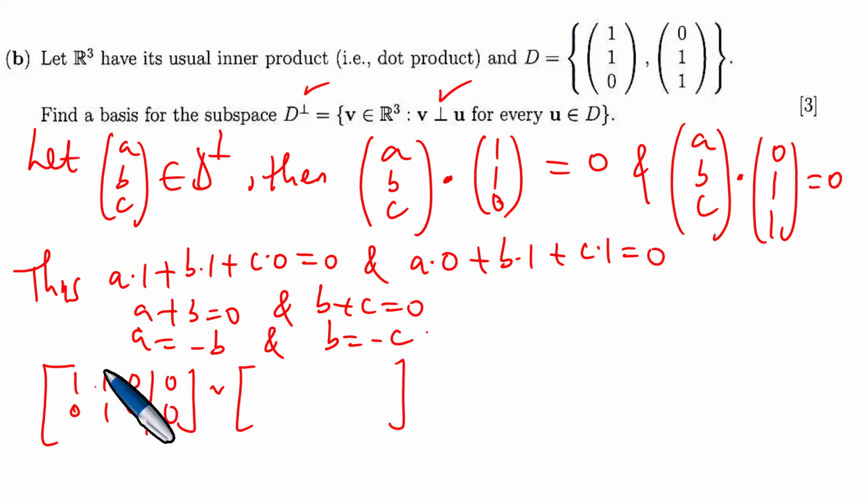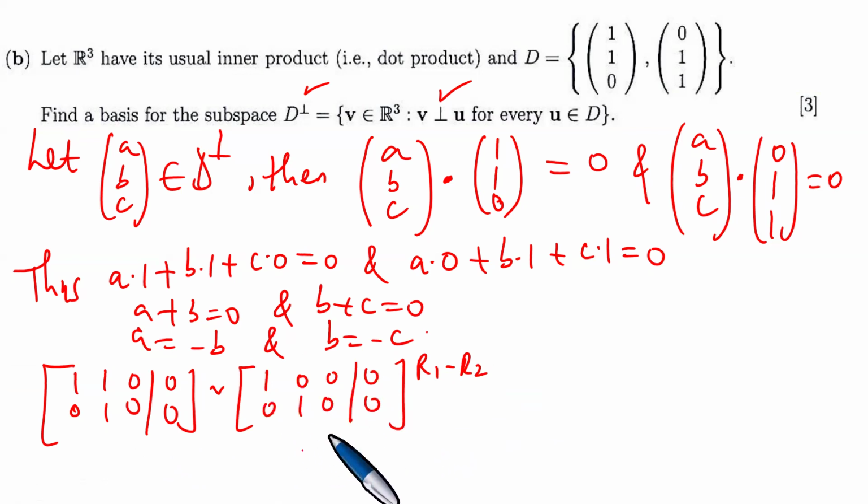Now we have this one. So we need to get a 0 there. Row 1 minus row 2. 1, 0, 0, 0. 0, 1, 0, 0. Okay, so now this one is perfect. It's actually in reduced row echelon form. With that, we're able to continue and achieve the following.